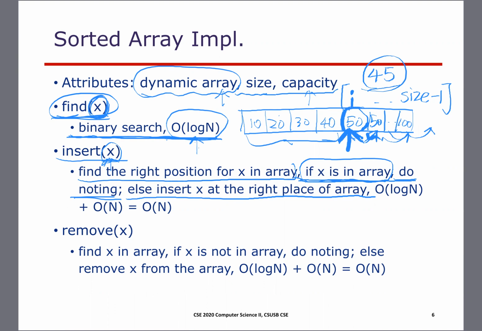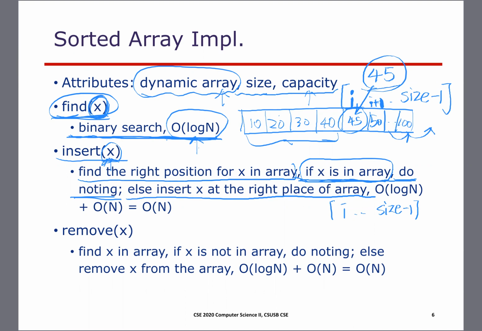We move the 50 to index I plus 1. Now this position is available, and we insert 45 here. So we need to shift the elements from index I to size minus 1. We need to shift all these elements.